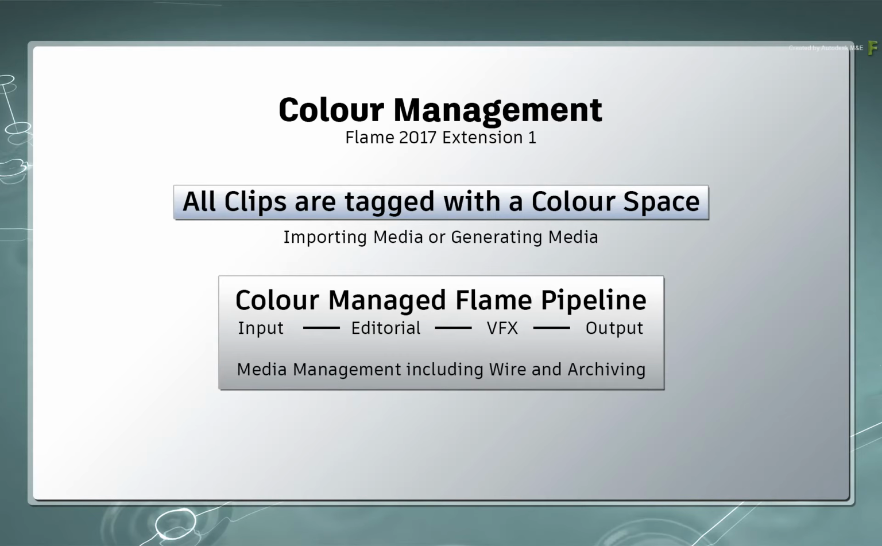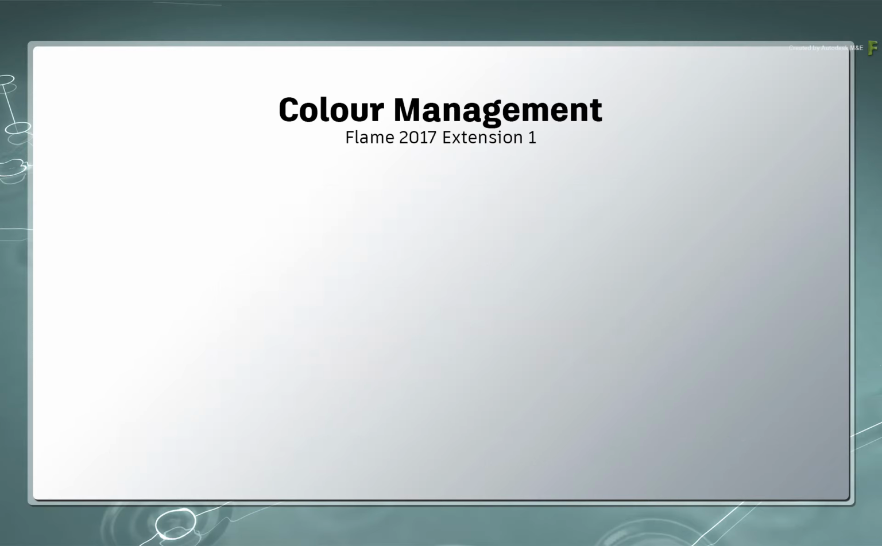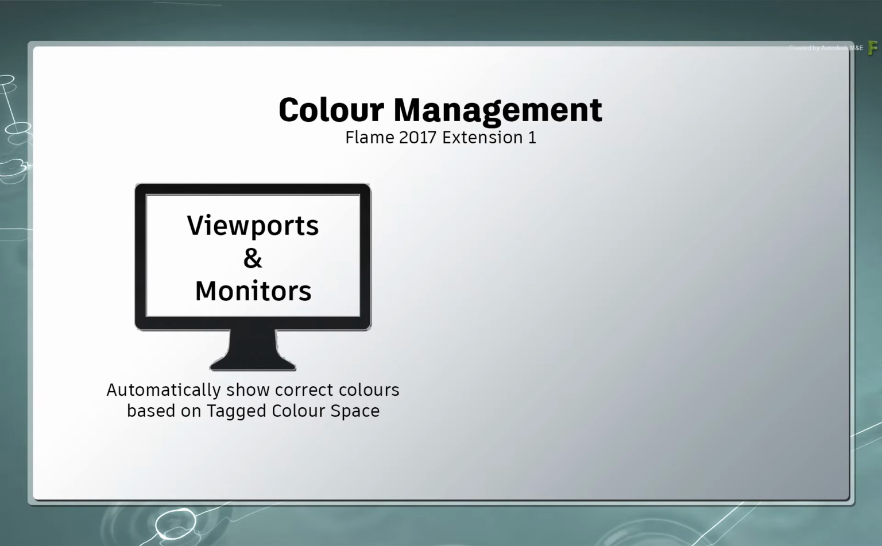You can export, wire, and even archive, and still retain all your color management metadata. So all your clips are actively color managed from the moment they enter into Flame until the point you get them out. And now that Flame is aware of each clip's color space, the viewports and monitors automatically adapt to show you the correct colors based on the tagged color space.